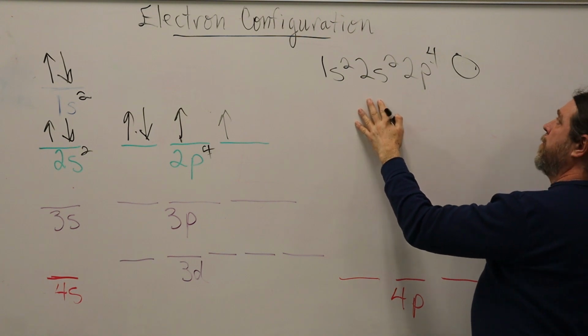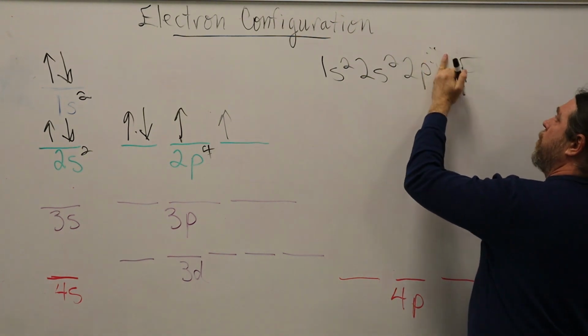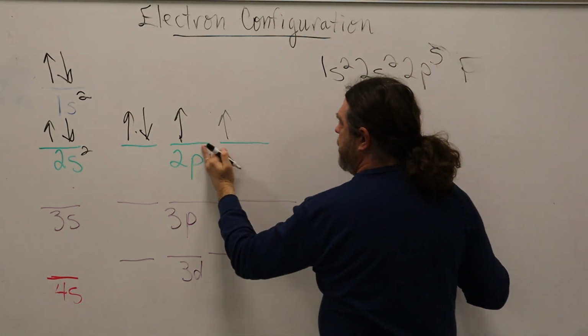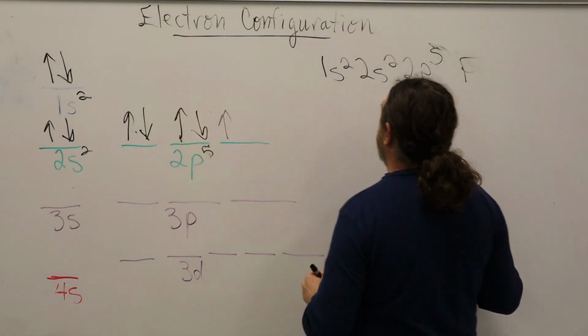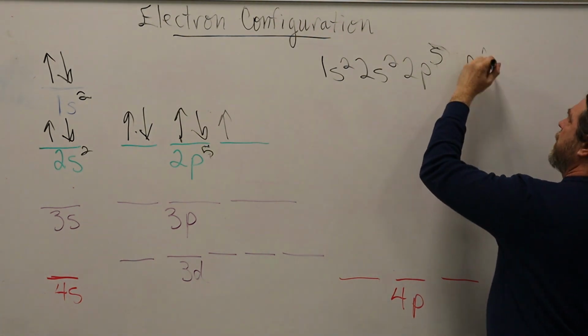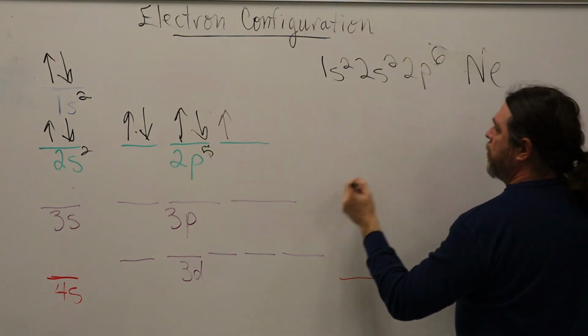So here's our electron configuration for that. We move on to fluorine. We keep on doubling, okay? And then we finish our second energy level with neon. We are at a noble gas.